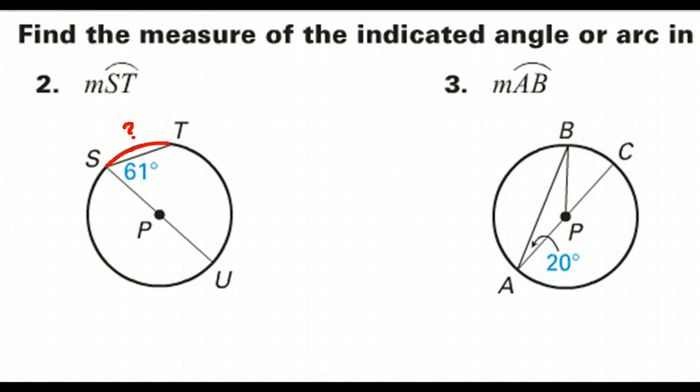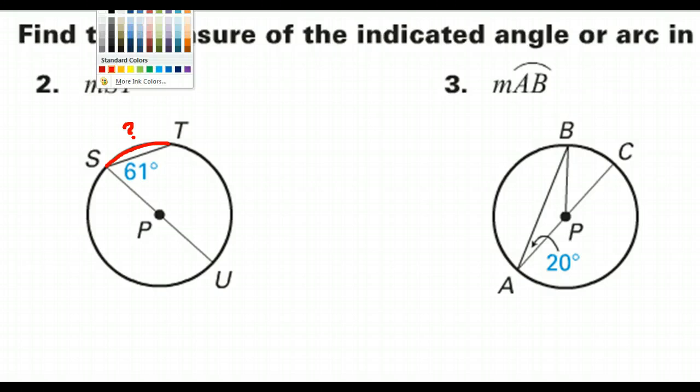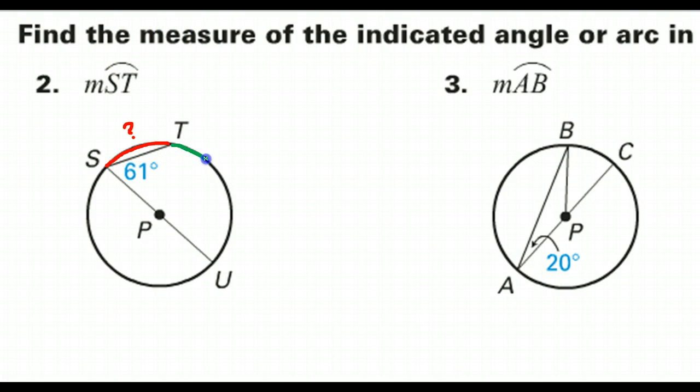Now, in the meantime, we are given this angle that is 61 degrees. That is an inscribed angle. If that is 61 degrees, then this arc that I'm showing here in green should be double that. Okay, so that's going to be 122. So this green arc is going to be 122 degrees.